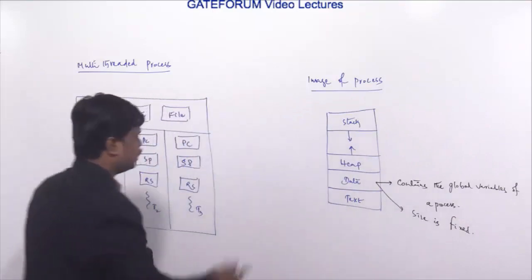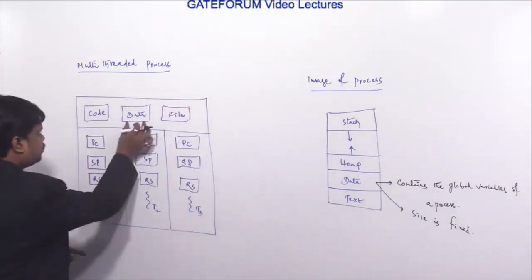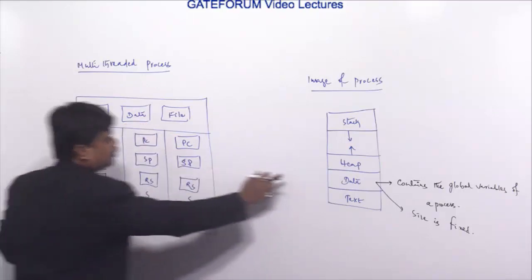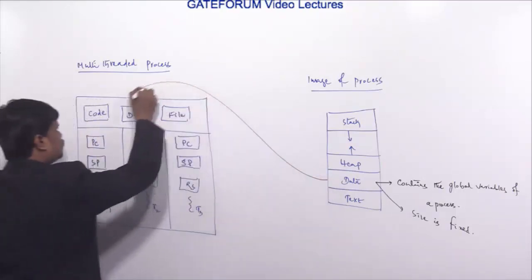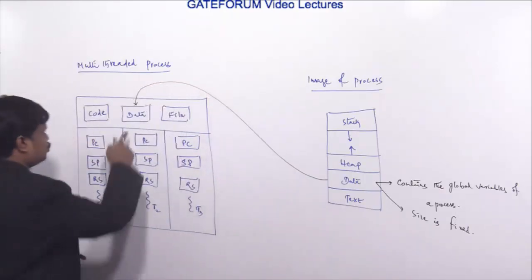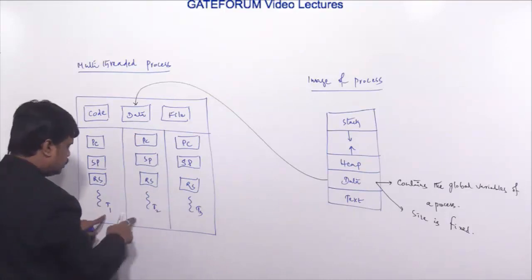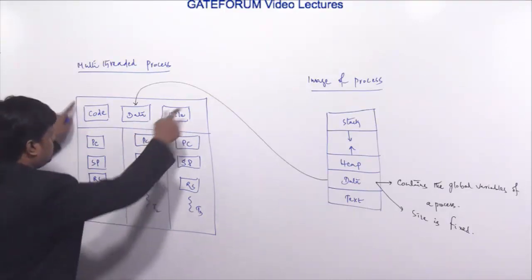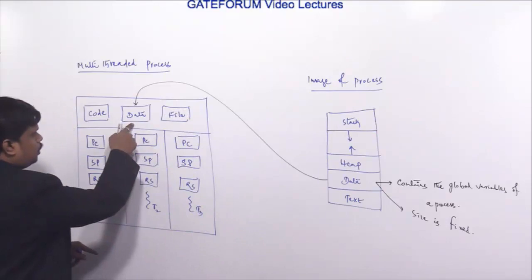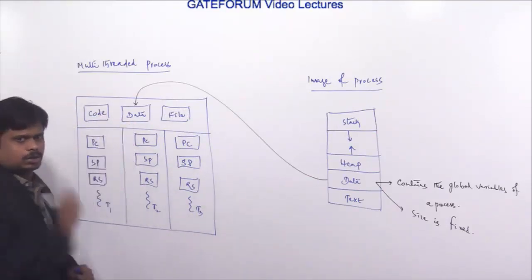So here we are speaking about the data section. This is my multi-threaded process, and this is the data section of this process. Here it has global variables. These are the 3 threads which belong to the same process, and they are sharing the data part. So this data part contains global variables.